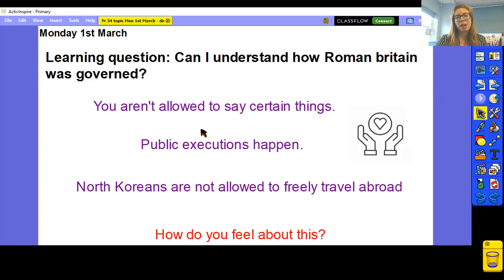So some of the ideas there: you're not allowed to say certain things, public executions, and also North Koreans aren't allowed to freely travel abroad. You can't even just go on holiday somewhere. So how do you feel about this? How does that make you feel to learn that there are people in the world today that actually have to live like that and follow all of these rules? Just have a think about how that feels, because this all comes back to our empathy and thinking about other people throughout the world.